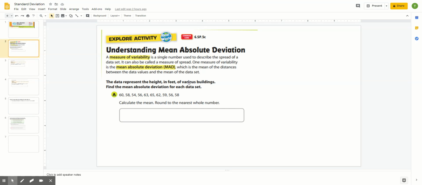All right, so let's take a look here at this set. This data represents the height in feet of various buildings, and so we're going to start by calculating the mean, which we've done. We're going to add all of our numbers together. We have 1, 2, 3, 4, 5, 6, 7, 8, 9, 10 of them. Once we get our sum, it's going to be very easy to divide. It's always helpful to do that. And now you're just going to plug your numbers in. If you want to use a calculator, that's completely fine.